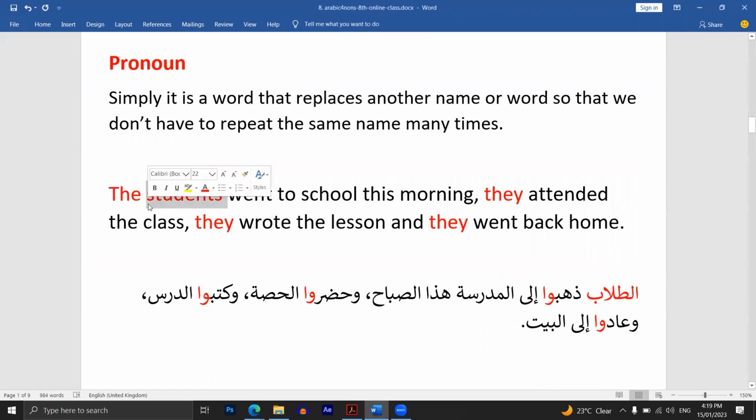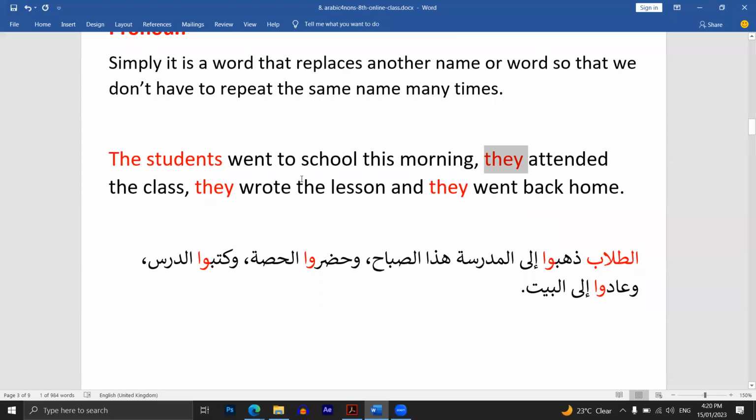Like this example: the students went to school this morning. They attended the class, they wrote the lesson, and they went back home. Instead of repeating the students many times, I just replace the students with a pronoun, which is they. The translation of these sentences in Arabic: الطلاب ذهبوا إلى المدرسة هذا الصباح وحضروا الحصة وكتبوا الدرس وعادوا إلى البيت.